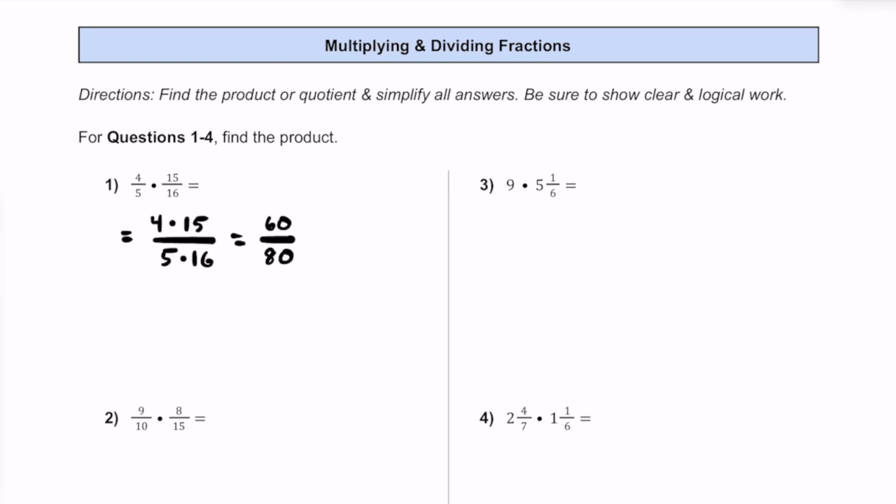All right, now before we say this is the product, let's see if we can simplify this thing. So we've got to see if we have any common factors here. I'm going to use the ladder method here and use 60 over 80, put those next to each other. And let's see if we can find any common factors between 60 and 80.